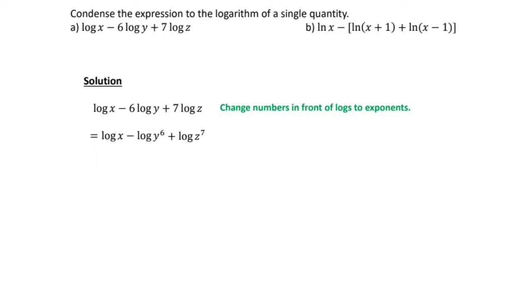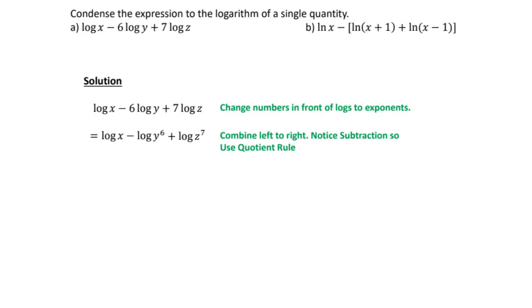Okay, we have two logs that are being subtracted from each other, and they have the same base. So I'm going to apply my quotient rule: two logs that are being subtracted with the same base, I divide their inputs. So we have the log of x divided by y to the 6. This leaves me now with an addition.